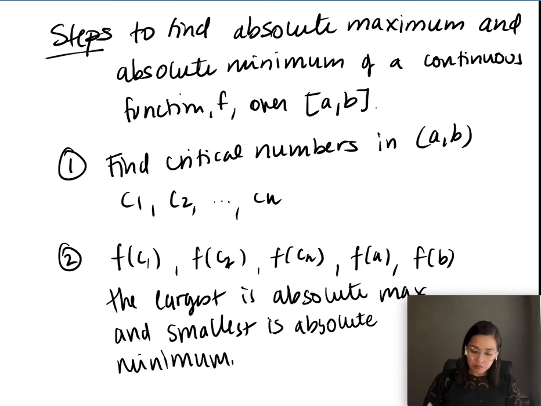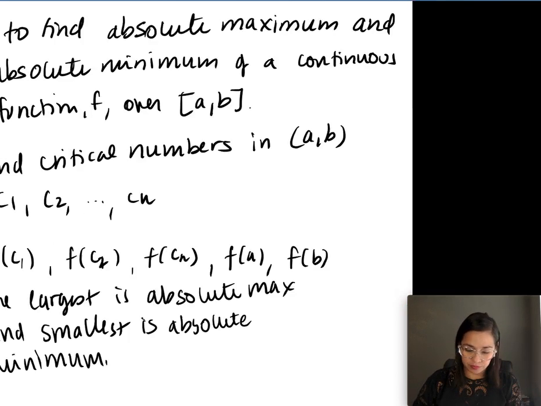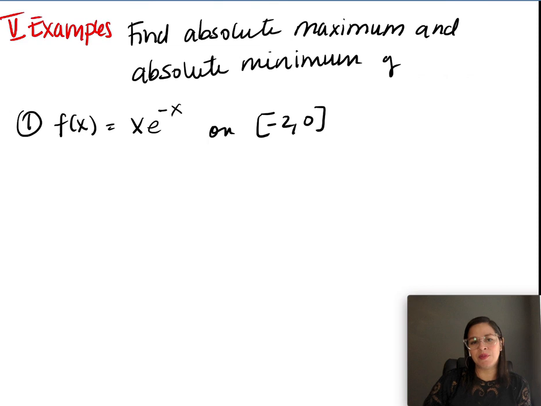Okay, so let's do an example. Now we have to find the absolute maximum and absolute minimum of my function x times e to the negative x in between -2 and 0. We know that this is a continuous function, and we are given a closed interval. So let's follow the steps.